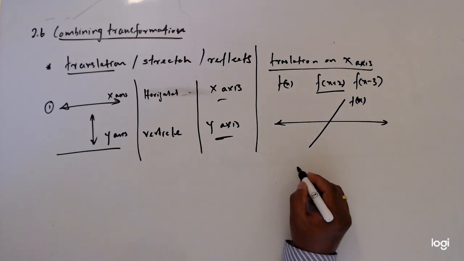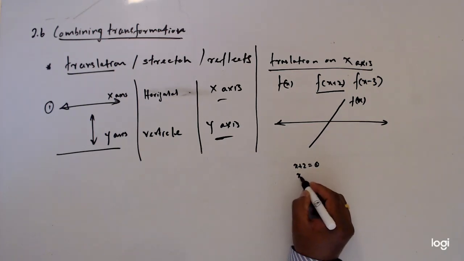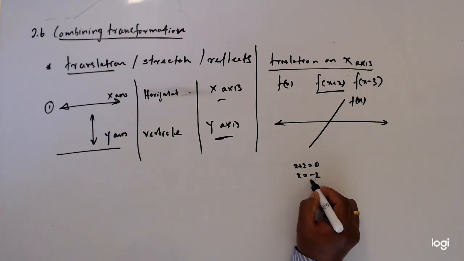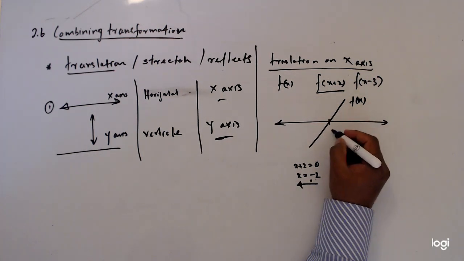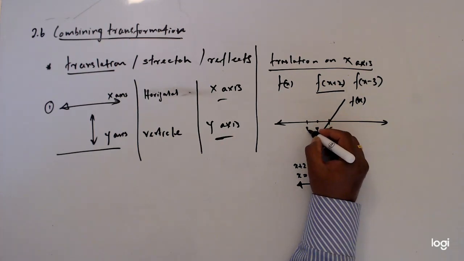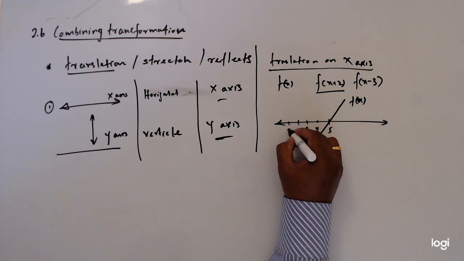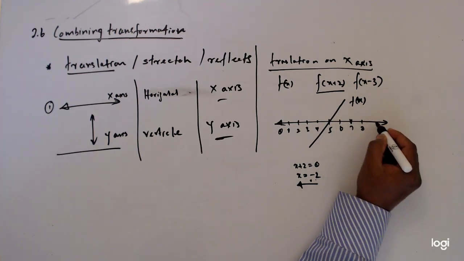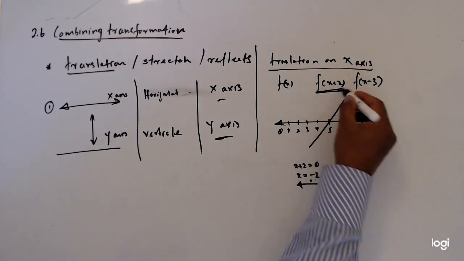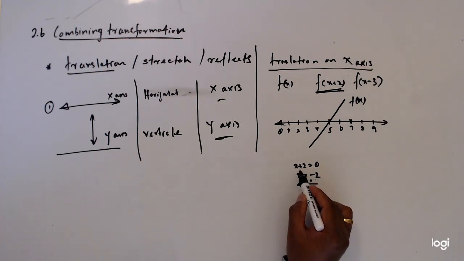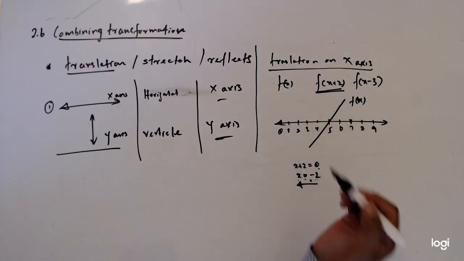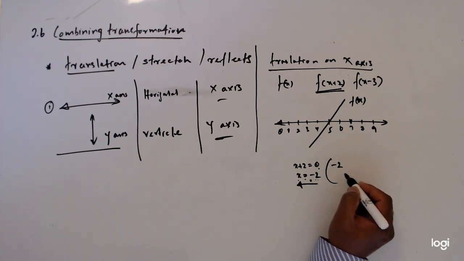For the f(x+2) graph, the technique is we write x+2=0, x=-2. It means 2 units. I want to bring this curve to the left side. So assume this is 5, 4, 3, 2, 1, 0, and 6, 7, 8, 9. So if x+2, what do we need to do? We write x+2=0 as a technique, so x=-2. We want to bring 2 units to the left. So we will write this as a vector (-2, 0).